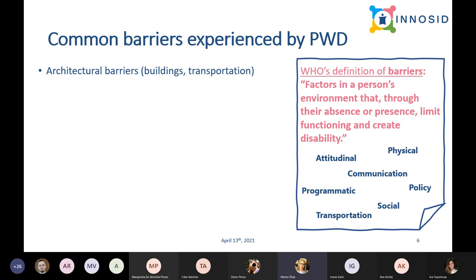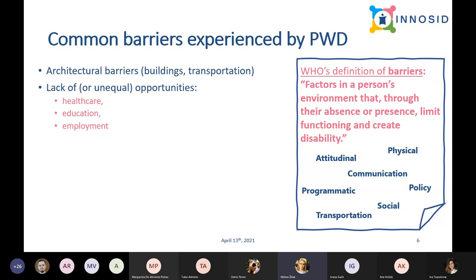The first one is the architectural or environmental barrier. For example, imagine a person in a wheelchair who is not able to access a building that has only stairs and no elevator. Then there is the lack of, or unequal, opportunities in different life domains, for example, in healthcare, where about half of people with disabilities cannot afford proper healthcare.